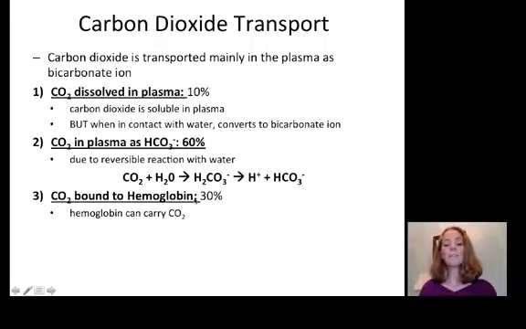Hemoglobin can bind to carbon dioxide, and that's what we just saw in the Haldane effect. So when carbon dioxide binds to hemoglobin, that happens to about 30% of the carbon dioxide in the blood. So about 30% of carbon dioxide will be bound to hemoglobin, contributing to the Haldane effect, and 70% will dissolve. Out of that 70%, most of it reacts with water and becomes bicarbonate and acid.